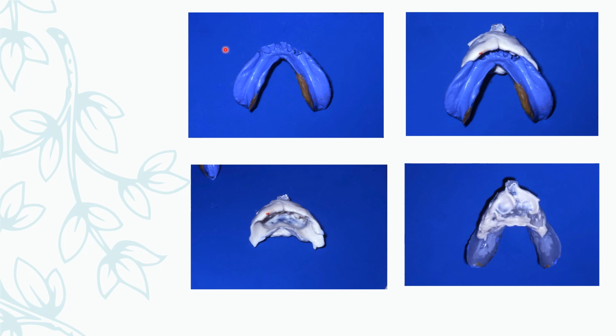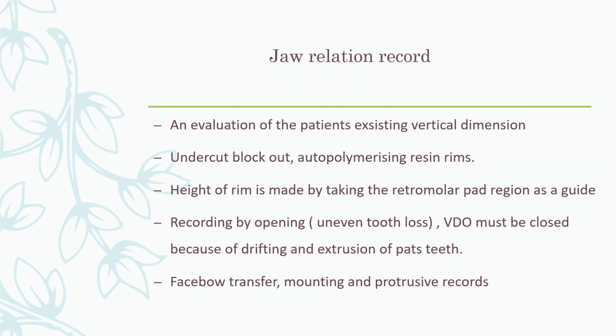This is one other alternative, to use a two-step tray. It's like a putty index which also can be used as an impression together with the light body impression. All right, this is how it looks like. Okay, coming to the jaw relation record.